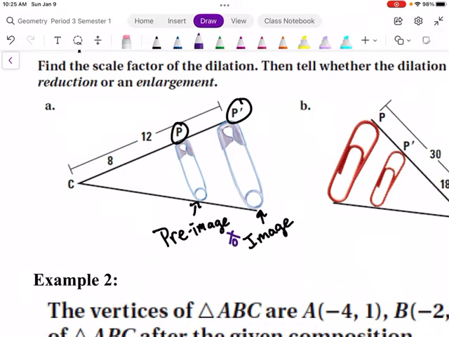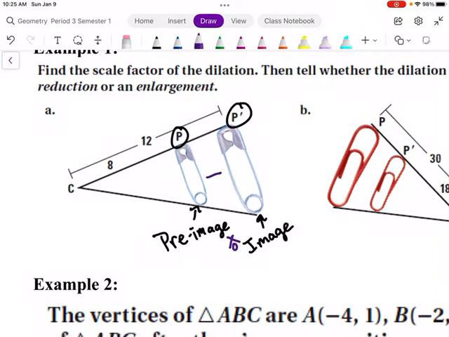So we went from this P to P prime, and if it got smaller, we would say it's a reduction, but in this case, it got larger. So this one is indeed going to be an enlargement. So we need to go ahead and find the scale factor.